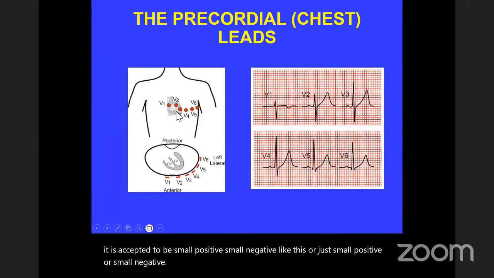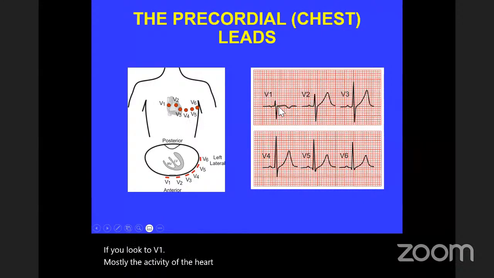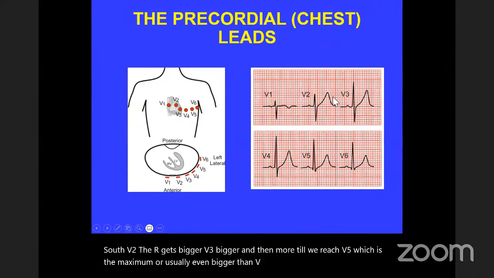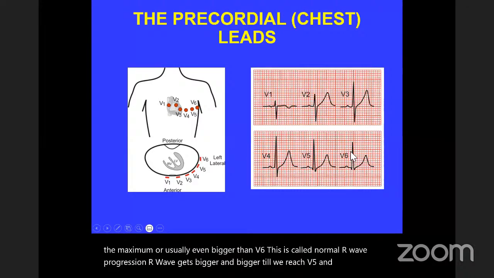If you look to V1, mostly the activity of the heart is away from it, so you have only small r, deep S. V2, the r gets bigger, V3 bigger, and then more till we reach V5, which is the maximum r usually, even bigger than V6. This is called normal R wave progression. R wave gets bigger and bigger till we reach V5, and then it's a little bit smaller in V6.